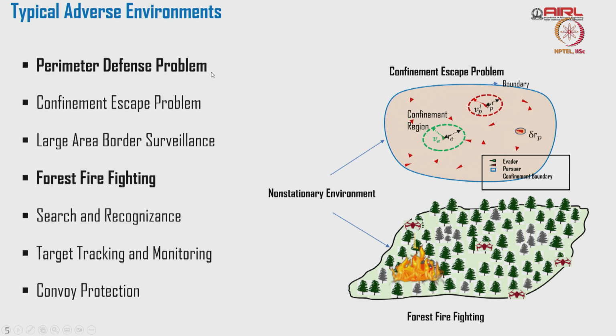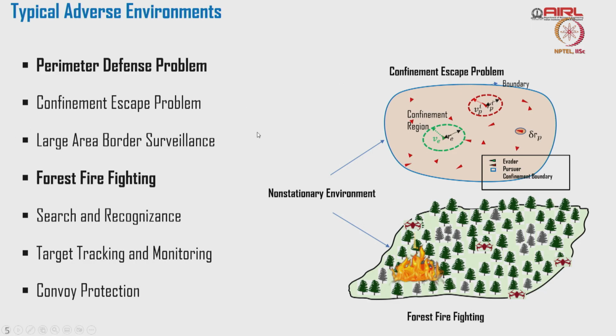Perimeter defense. The inverse of confinement escape is the perimeter defense problem. All the red ones are just operating on the perimeter, and the invader comes from outside. I need to detect and hold them back, right. Again, a swarm of UAVs is needed for this.